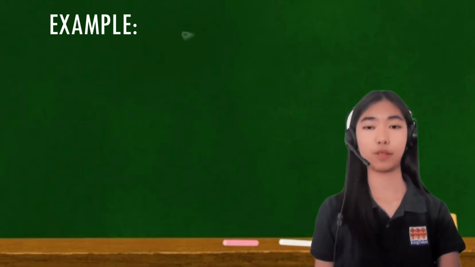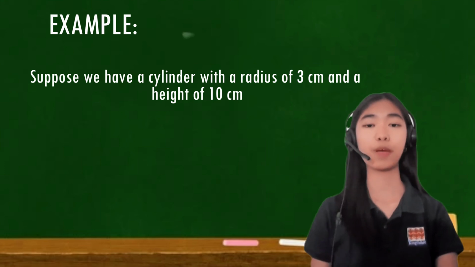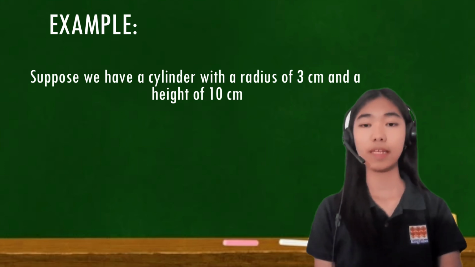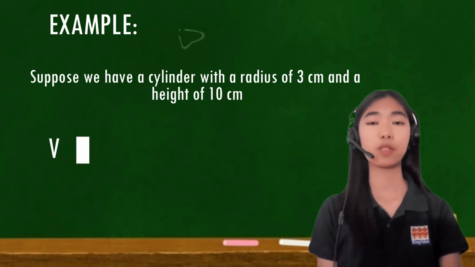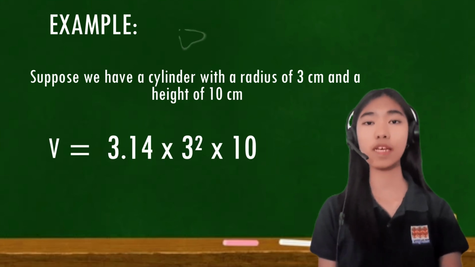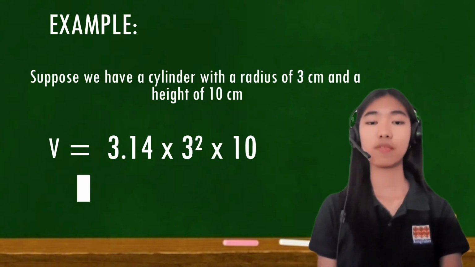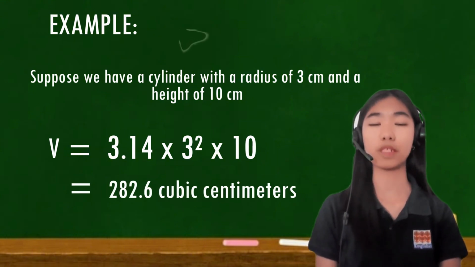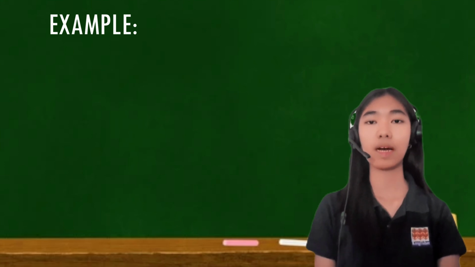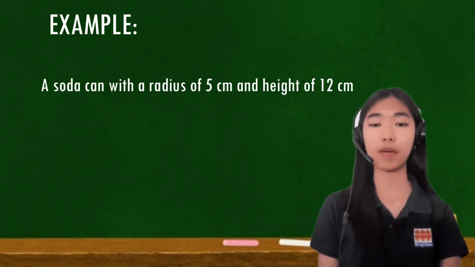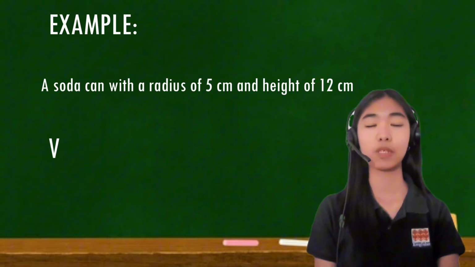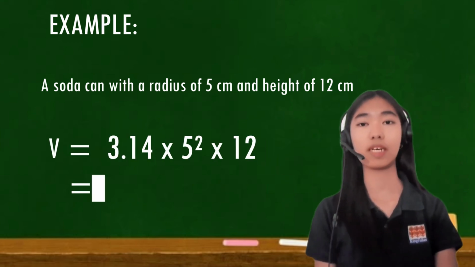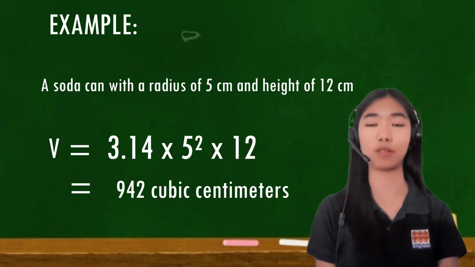So now for a cylinder. Suppose we have a cylinder with a radius of 3 cm and a height of 10 cm. We calculate it as volume is equal to 3.14 times 3 squared times 10, which gives us about 282.6 cubic centimeters. Another example: a soda can with a radius of 5 cm and a height of 12 cm. So the total volume of the can is 942 cubic centimeters.